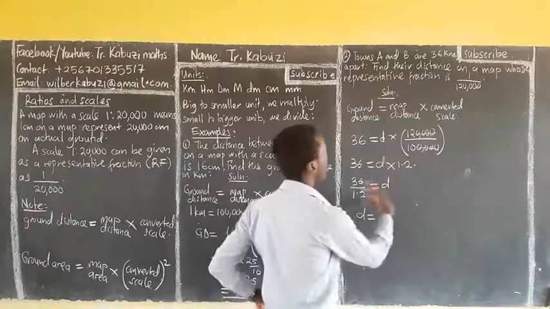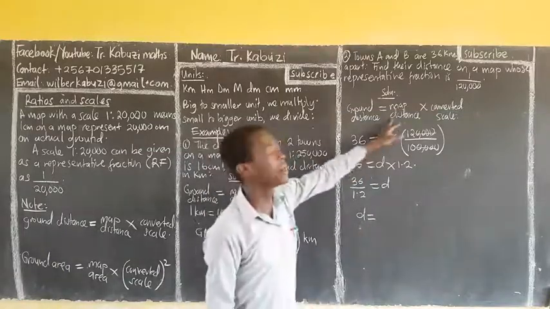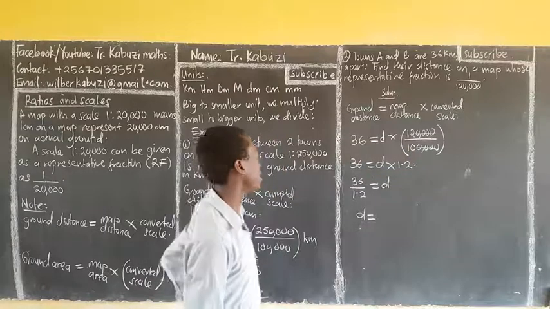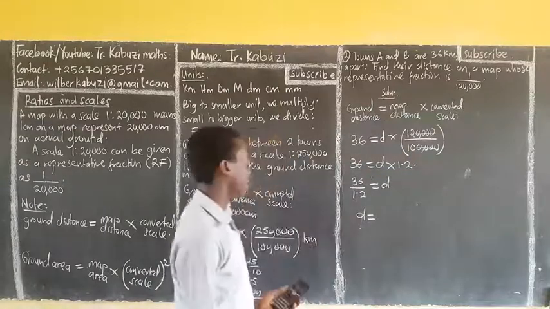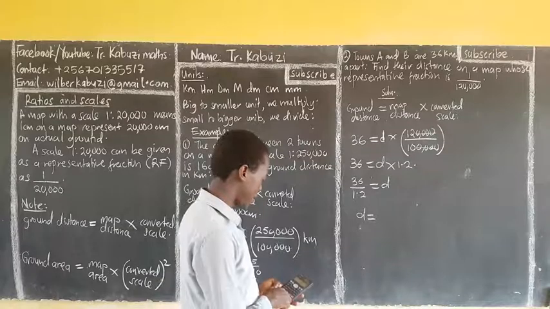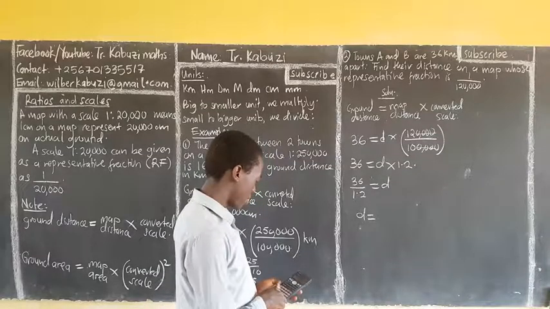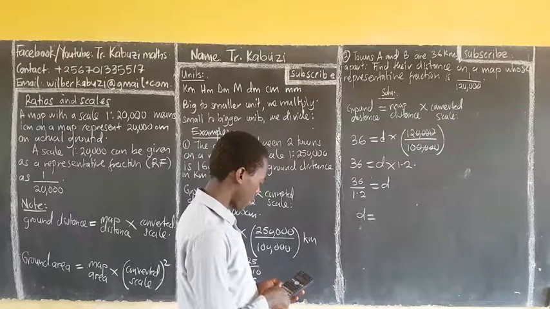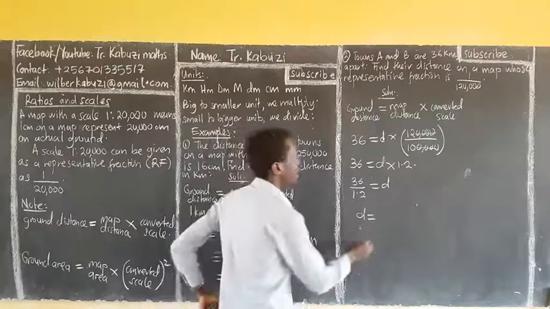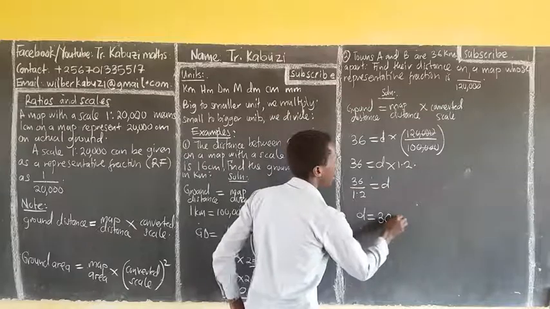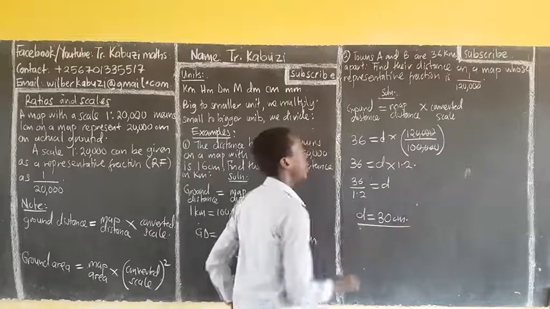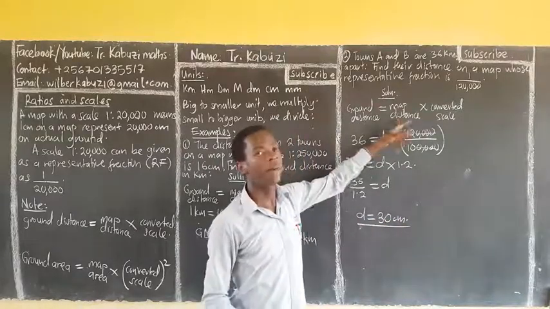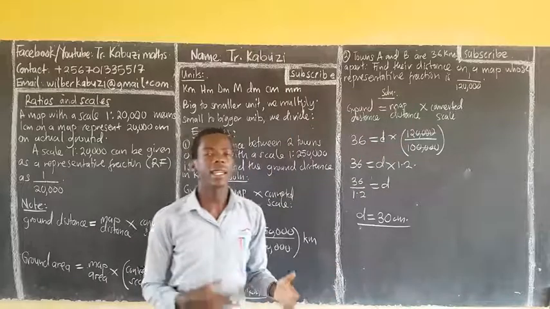This one, meaning the map distance, is already in centimeters. And when you divide 36 by 1.2, the answer is 30. And these are in centimeters. Why are they in centimeters? Because map distances are always measured in centimeters.